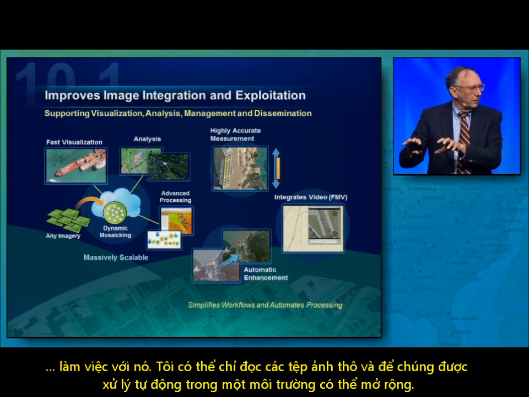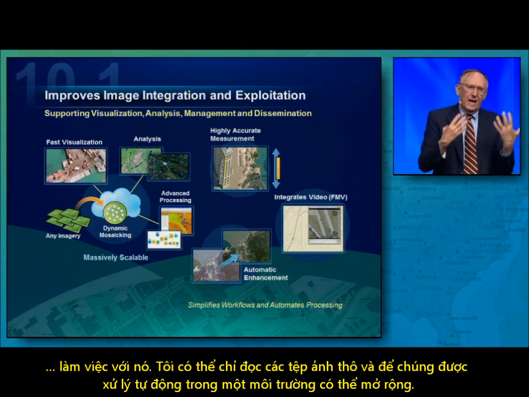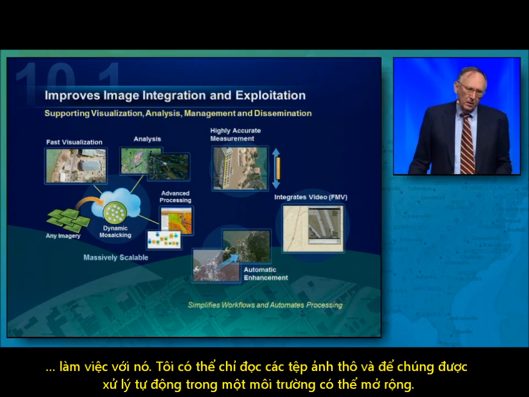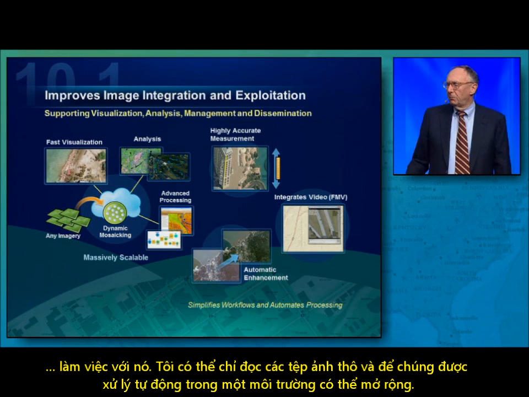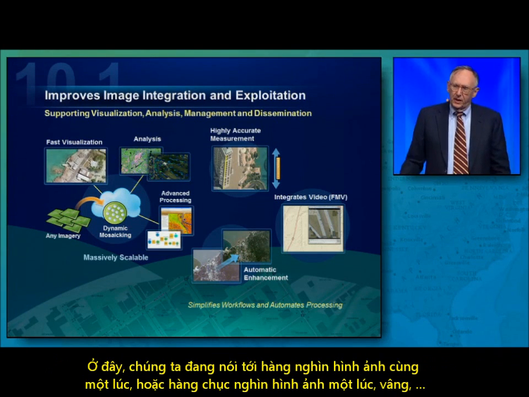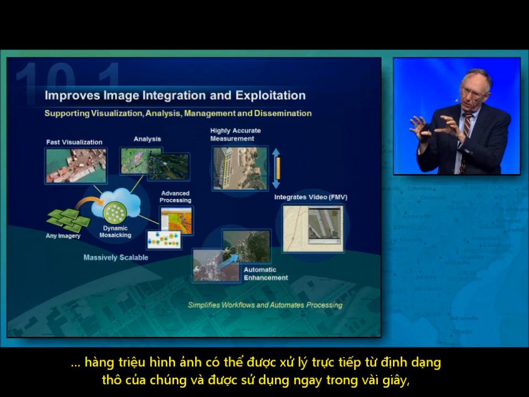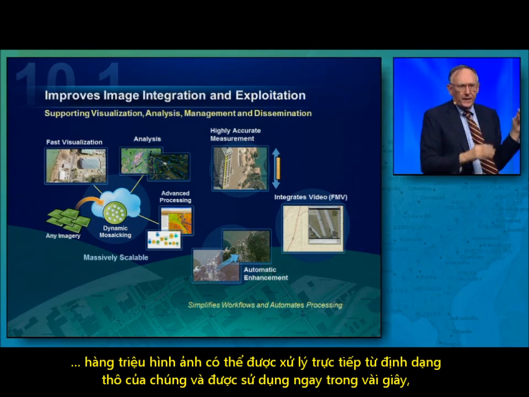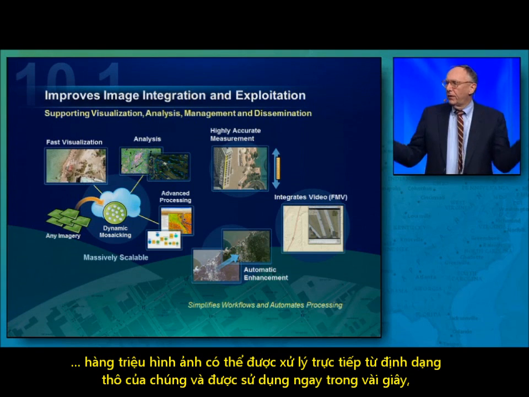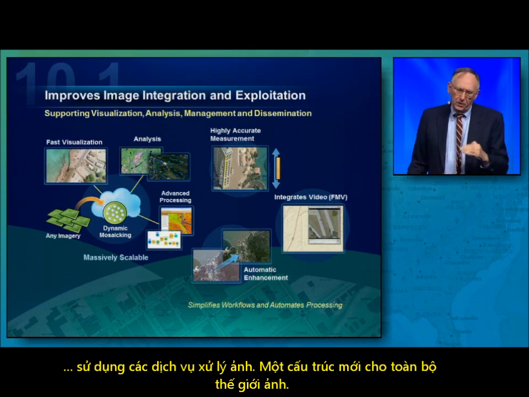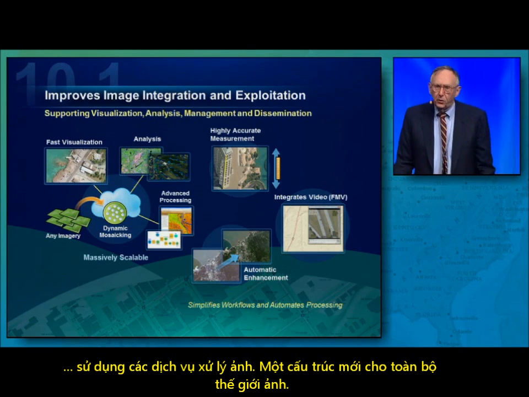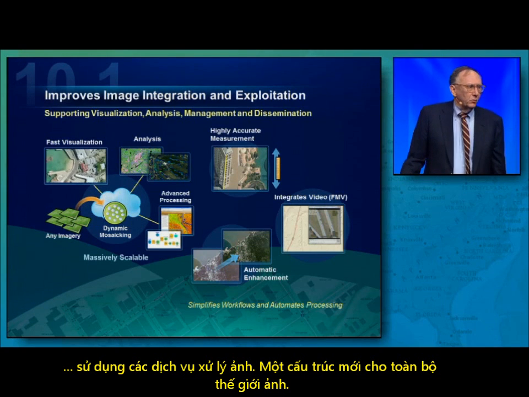I can just read the raw imagery files and have it dynamically served up in a massively scalable environment. Here we're talking about thousands of images at the same time, or tens of thousands of images at the same time, or, okay, millions of images can be accessed directly in their raw format and served dynamically in a second halfway around the world using image processing services, a new architecture for the whole image world.